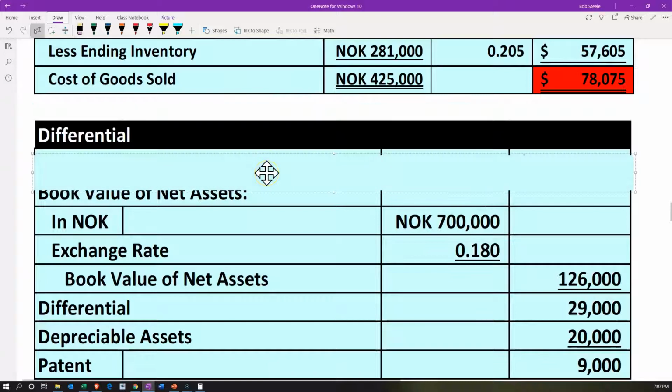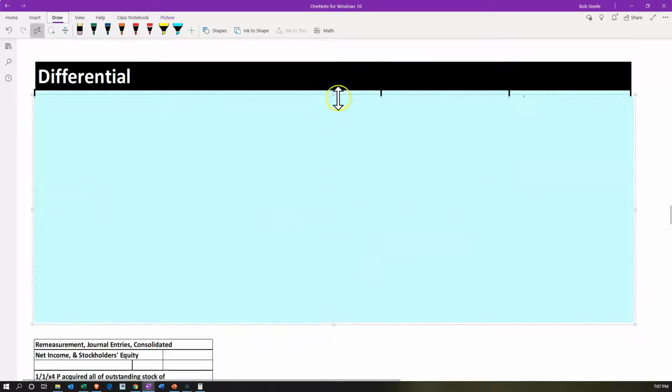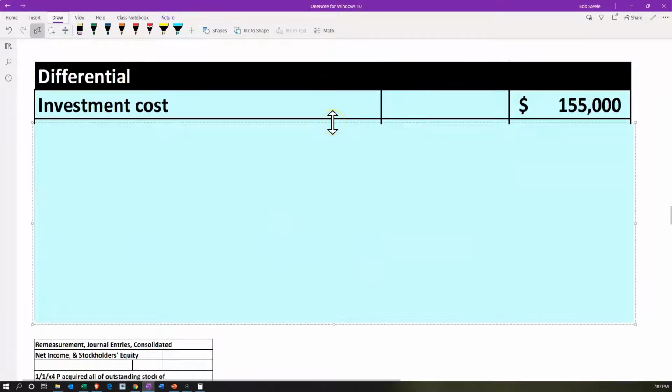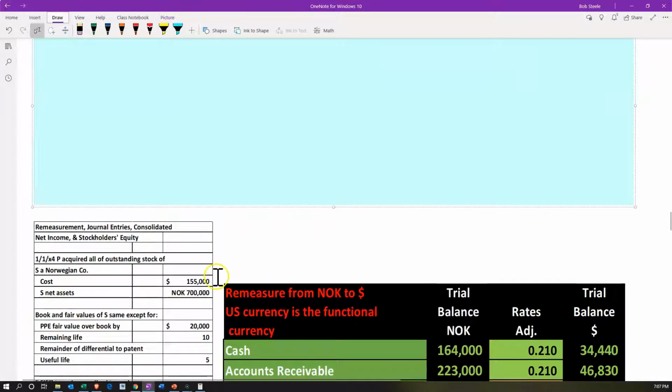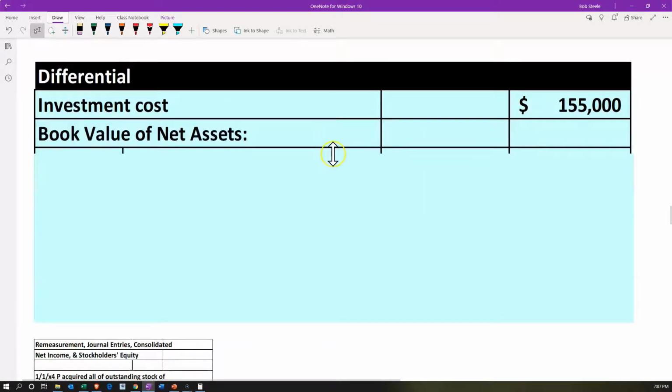Okay, so now let's go to the differential, and we'll think about calculating the differential at the beginning when the purchase took place. So we have the investment cost. That's how much the parent put in for the purchase of the common stock, which was $155,000. No tricky business there. It was cash that was paid. So that is what it is.